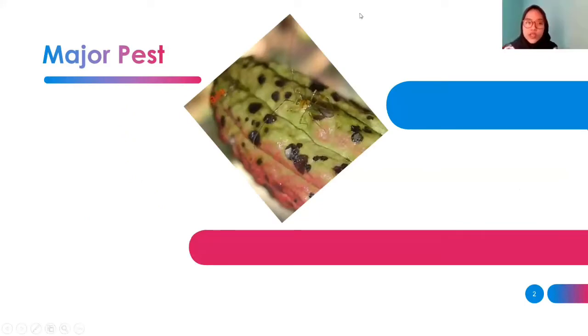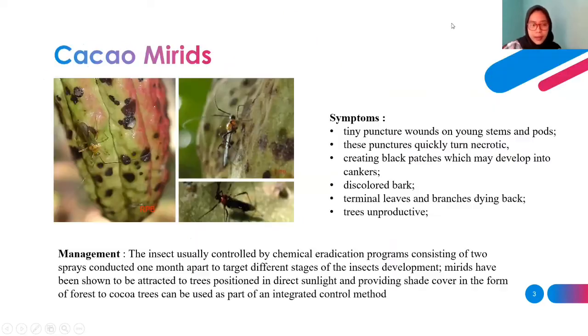Okay, first I want to explain about a major pest. The first one is Cacao Mirids. The symptoms of Cacao Mirids are tiny puncture wounds on young stems and pods. These punctures quickly turn necrotic, creating black patches which may develop into cankers, discolored bark, terminal leaves and branches dying back, and trees unproductive.